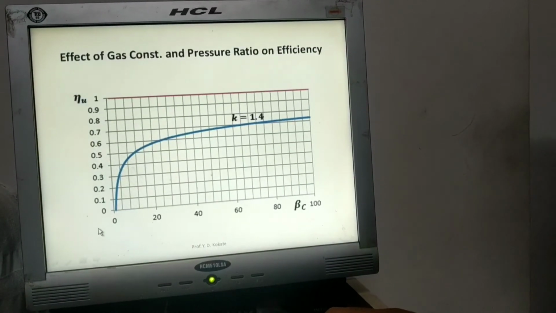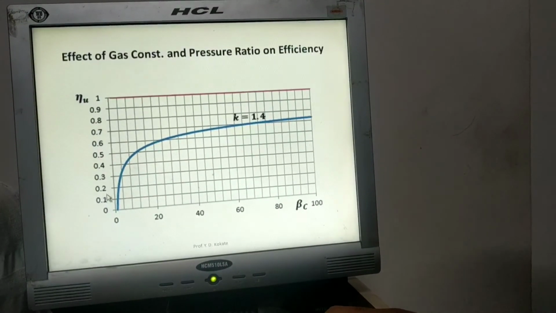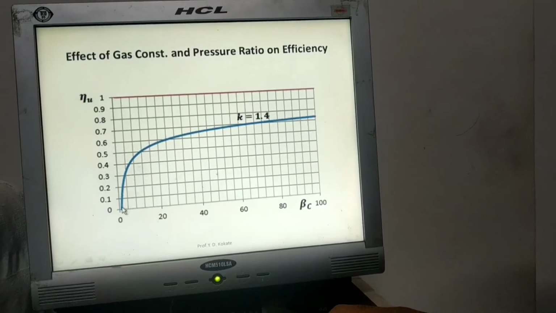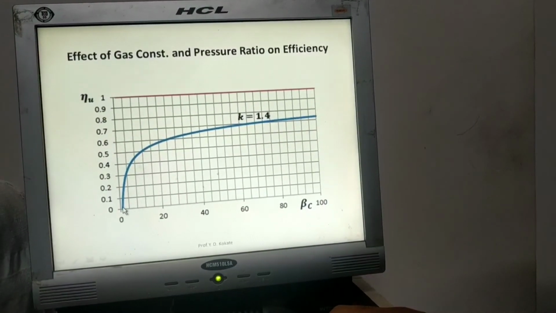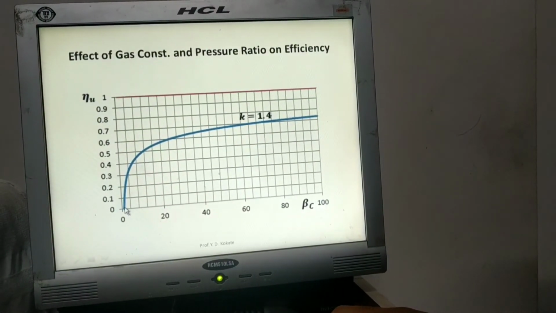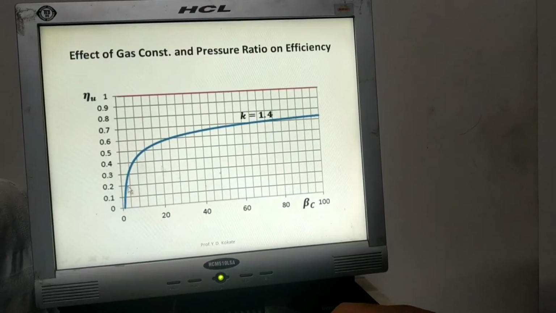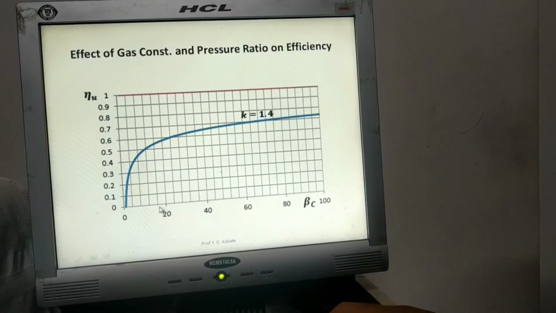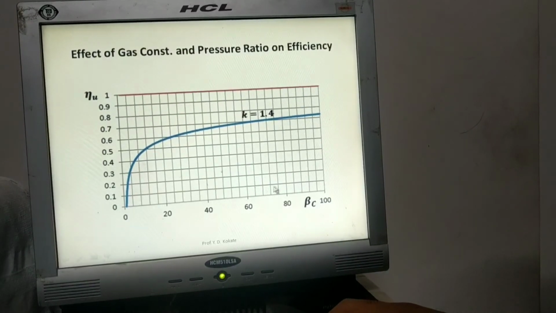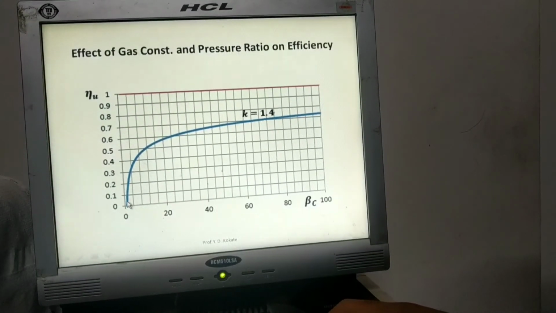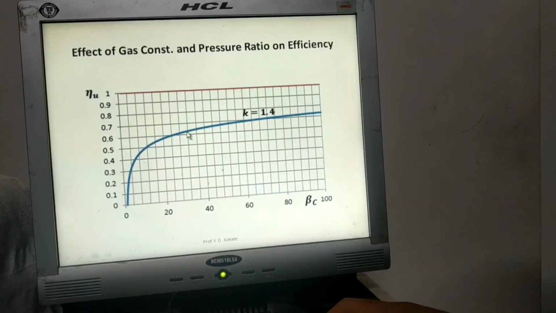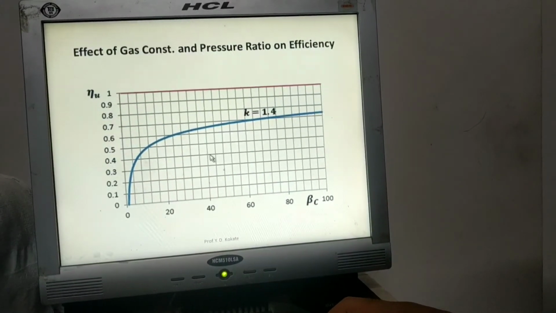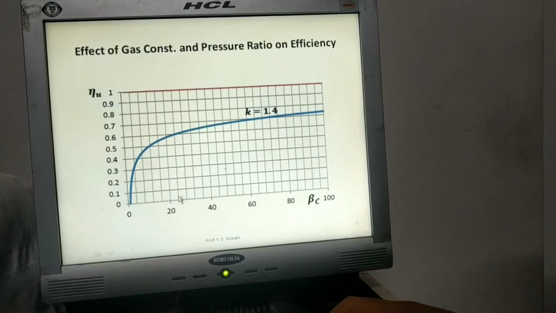Let's see. Here I take the efficiency, here I take the pressure ratio. As the polytropic index increases, the efficiency increases. This is our first conclusion. Second conclusion: as the pressure ratio increases, the efficiency increases, and this increases drastically in the first 40 or let's say 20 pressure ratio.